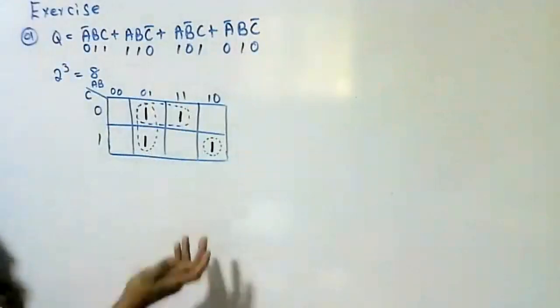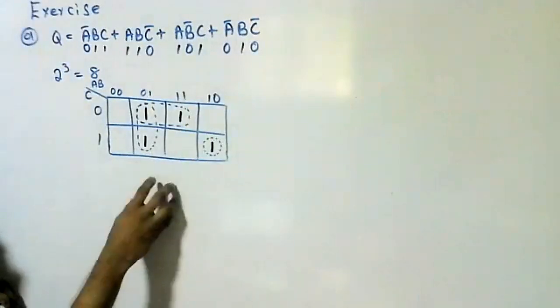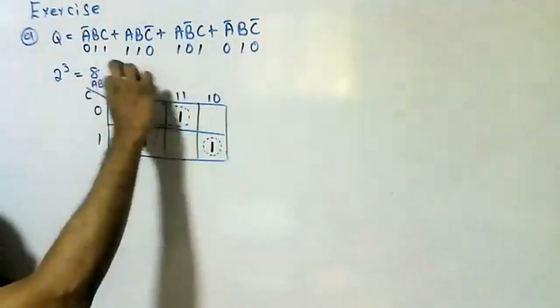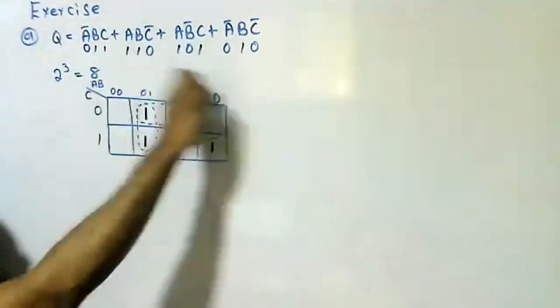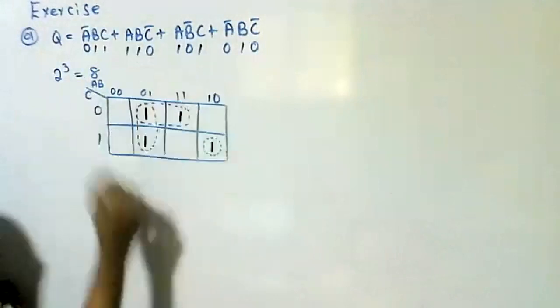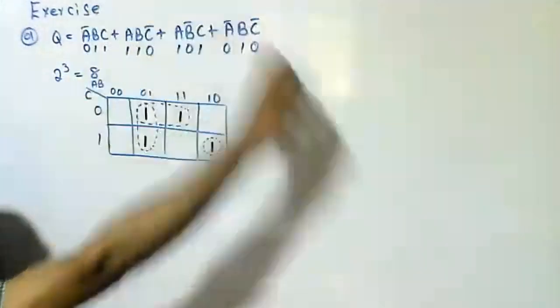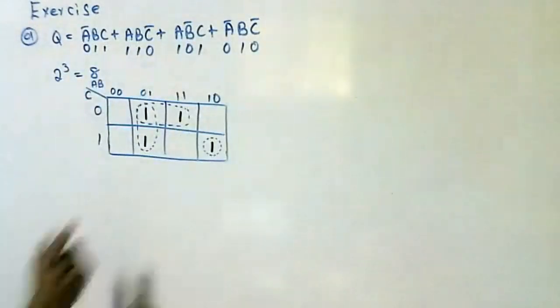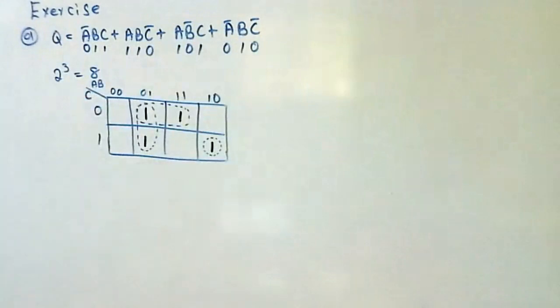I'll explain it today. First of all, you should know how to draw the corner map, how to mark the headers, column headers and row headers, and how to mark the ones according to the given SOP expression. Okay, this should be your answer. Is it correct, Ilma, Shafia?